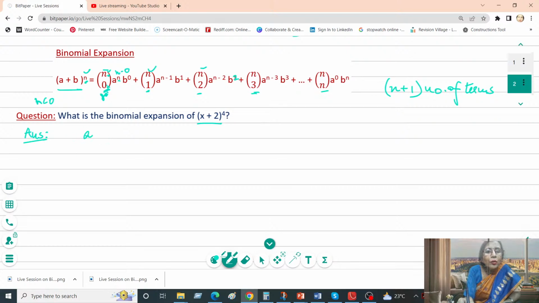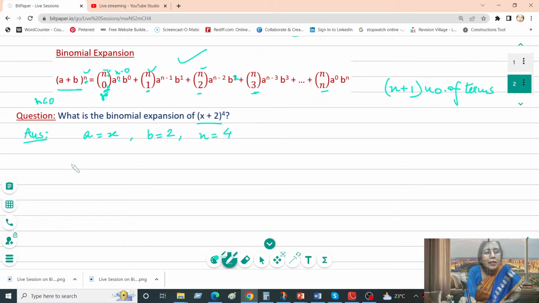A is equal to x and B is equal to 2. And what is the value of n? N is equal to 4. So we will be just substituting these values in this expansion.